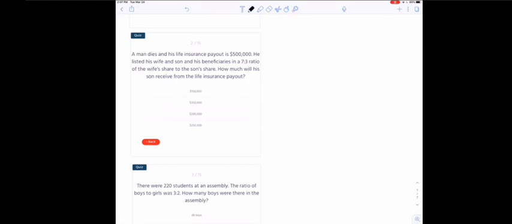A man dies, and his life insurance payout is $500,000. He listed his wife and son as his beneficiaries in a 7 to 3 ratio of his wife's share to son's share. So 7 goes to the wife, 3 goes to the son. How much will his son receive from the life insurance payout? So this is a part of the money and another part of the money. How do we get the whole? Well, it's simple. We just add them. 7 plus 3 equals 10. So this is our total.